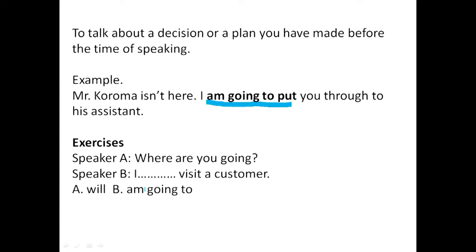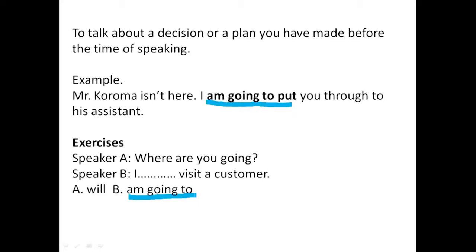So when Speaker A stops Speaker B in his strides and inquires about where he's going, what is the correct future tense to use? It will be I'm going to. It should not be I will go, because the first person has had this plan in mind before even saying it. So Speaker B says, I am going to visit a customer. It should not be I will visit a customer. It's I am going to, because the speaker has had this plan in mind before even saying it. And that is one of the usages of the be going to.